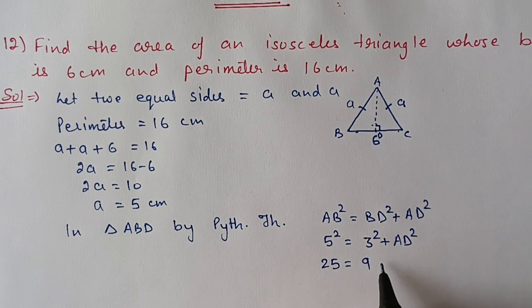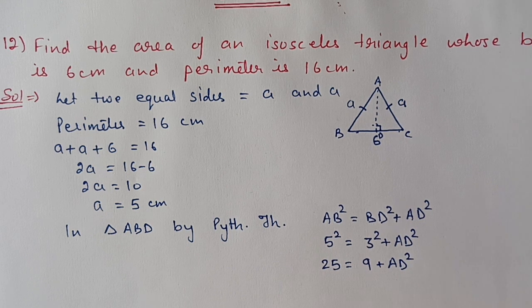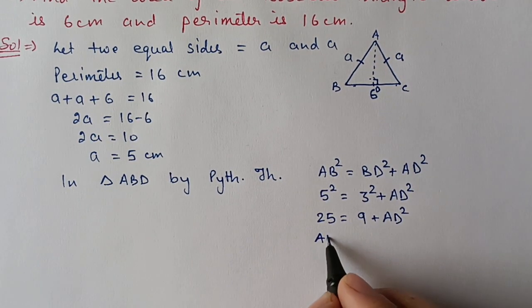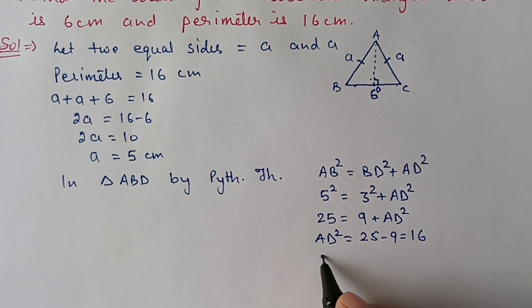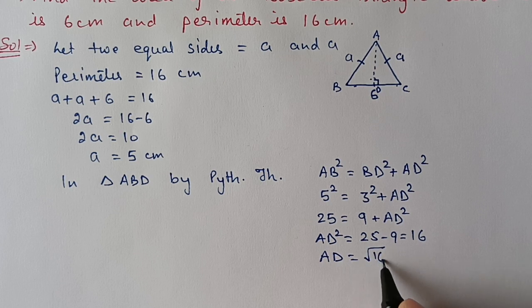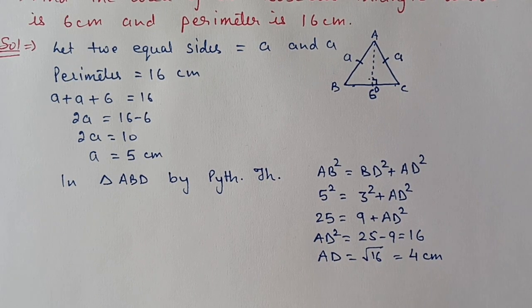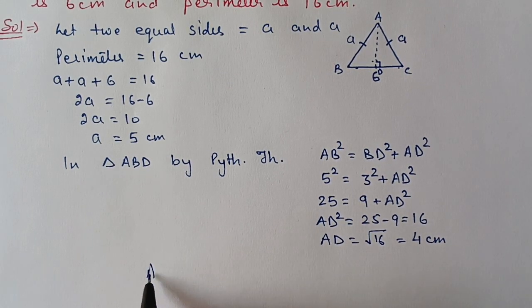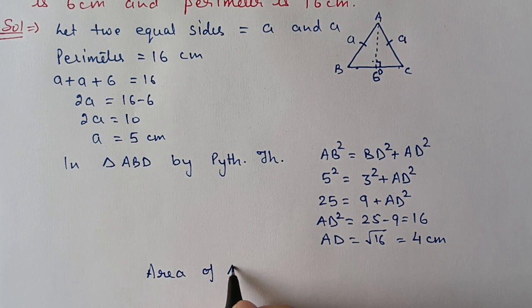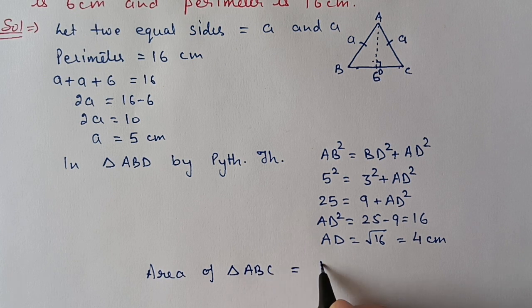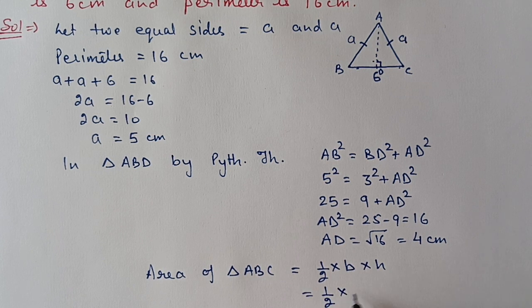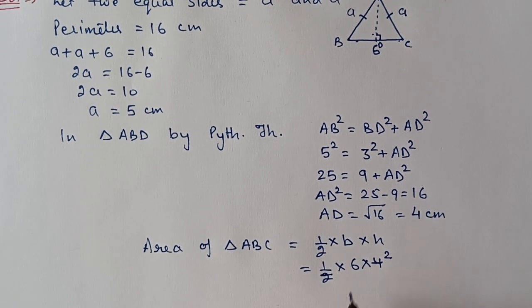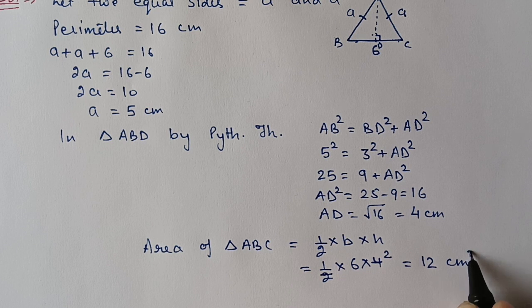25 is equal to 9 plus AD square. So we will get AD square is equal to 25 minus 9, equal to 16 centimeter. So AD will be root of 16, or 4 centimeter. So we got the height also. Then area of triangle ABC will be half base into height. Base is 6 and height is 4. You can cancel out. So 6 into 2, 12 centimeter square.